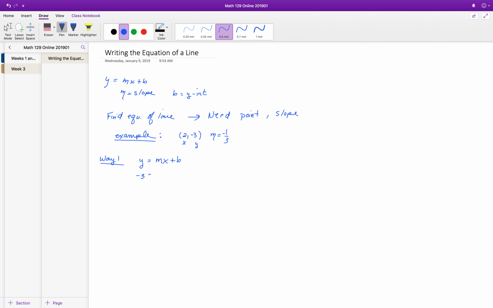So -3 is equal to -1/3 times 2 plus b. So -3 is equal to -2/3 plus b, and b is equal to -3 plus 2/3. So what is that? Let's see, 3 times -3 is -9, plus 2 is -7. So this is -7/3.